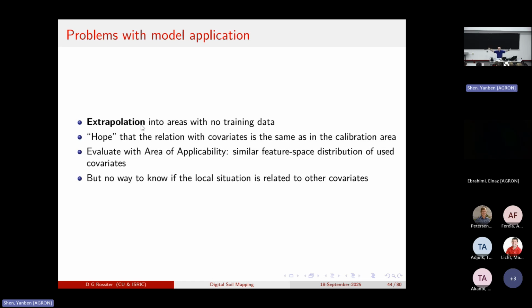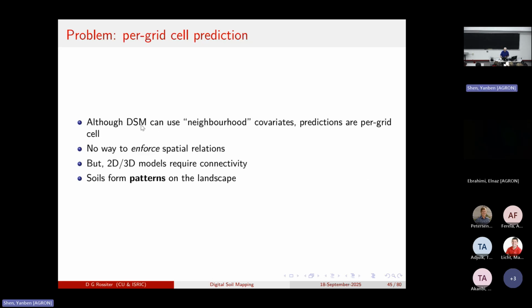So you'll see these maps of the whole world, and some of those areas are well calibrated and others aren't. So that's another problem. We use grid cell prediction, but when you do a hydrology model, you need the relation between cells, and we don't have any way to do that yet.